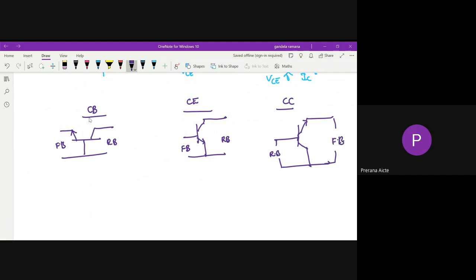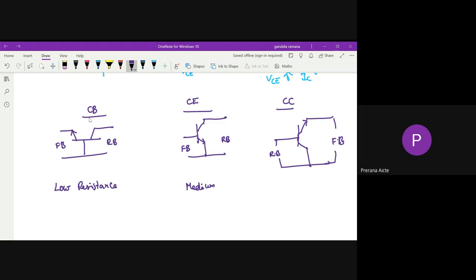Here the input impedance: the emitter base junction is forward biased and the collector base junction is reverse biased, so the resistance offered is low. Here the input impedance is low, but we can increase the input impedance. The input junction is forward biased, but we are able to increase the impedance in the CE configuration by biasing.